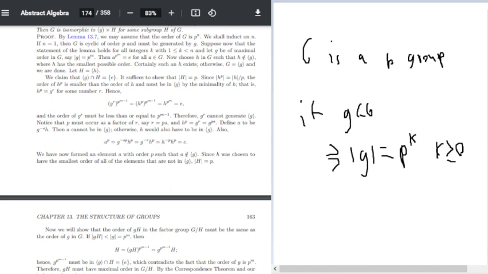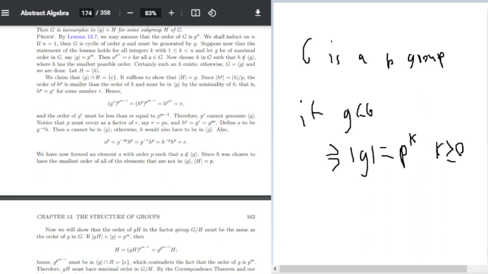Define a to be g^(-s)h. Then a cannot be in the cyclic group generated by g. Otherwise, h would also have to be in the cyclic group generated by g. Also, a^p = g^(-sp)h^p = g^(-r)h^p = h^(-p)h^p = e. We have now found an element a with order p such that a is not in the cyclic group generated by g. Since h was chosen to have the smallest order of all the elements that are not in the cyclic group of g, we have the order of h is equal to p.